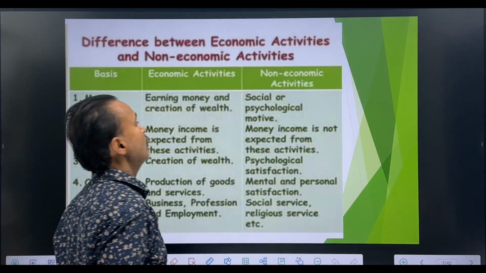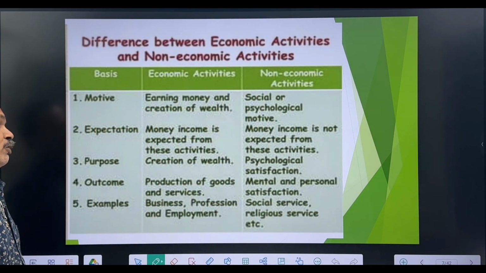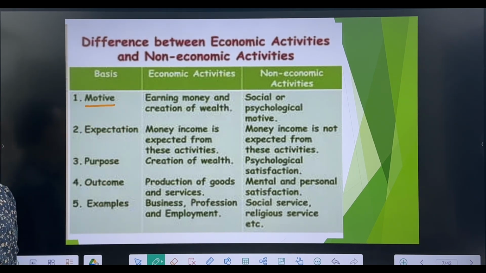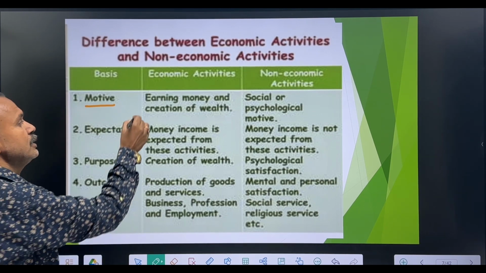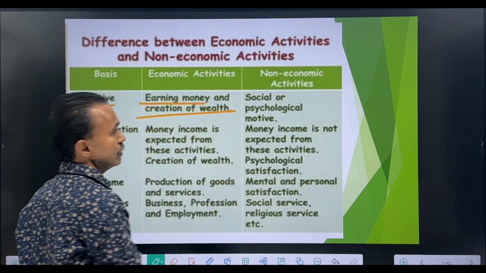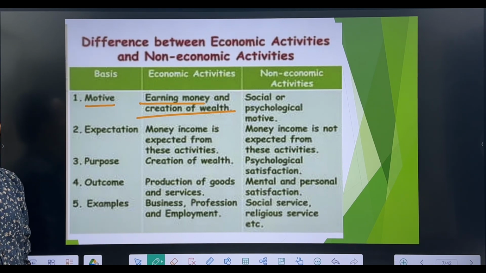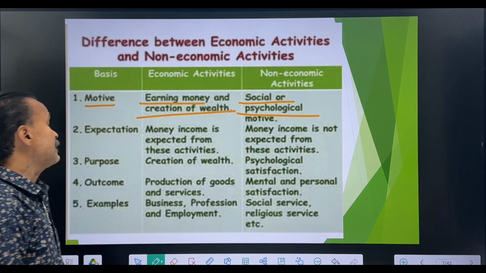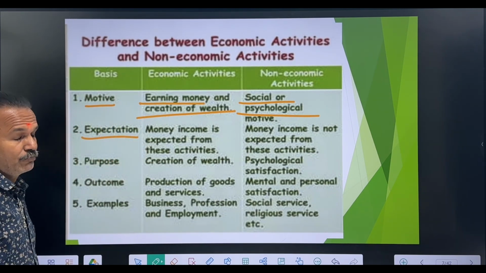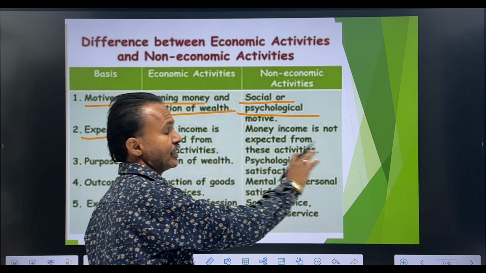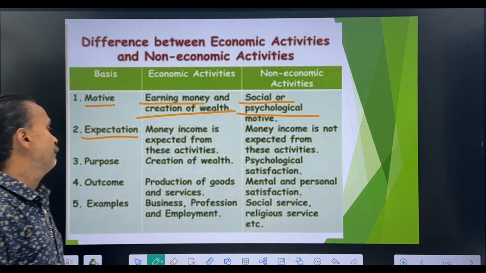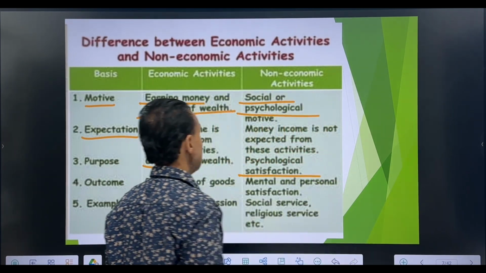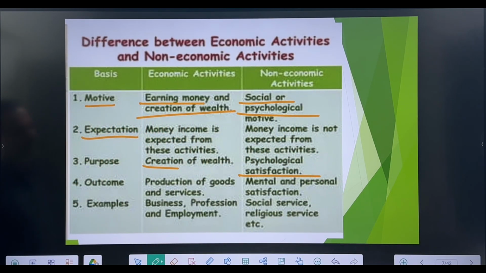Difference between economic activities and non-economic activities. The first difference between both of them is motive. The main motive of economic activities is earning money, which is used in creation of wealth. The main motive of non-economic activity is psychological satisfaction. Money income is expected from economic activities. Money income is not expected from non-economic activities. Purpose: creation of wealth, versus getting psychological satisfaction.